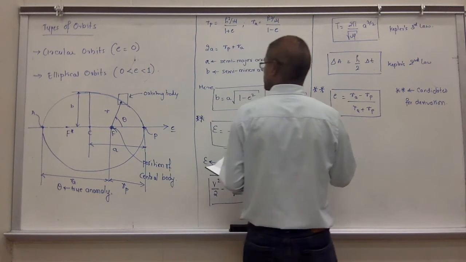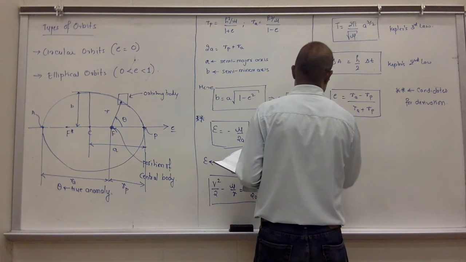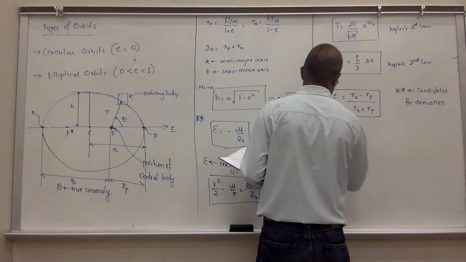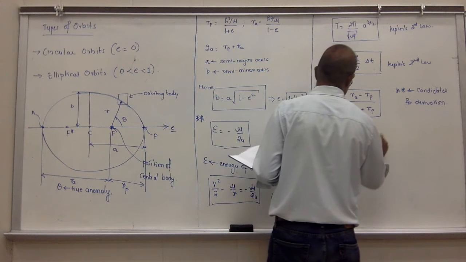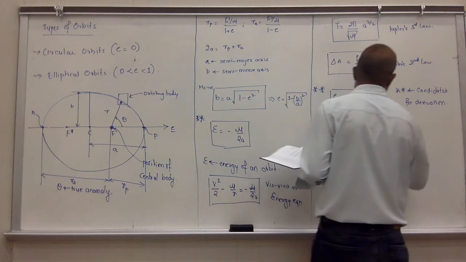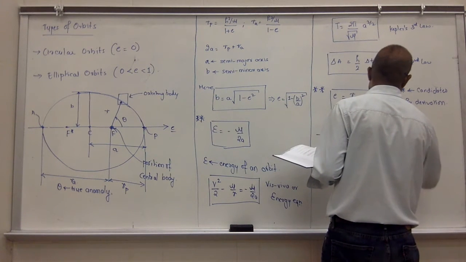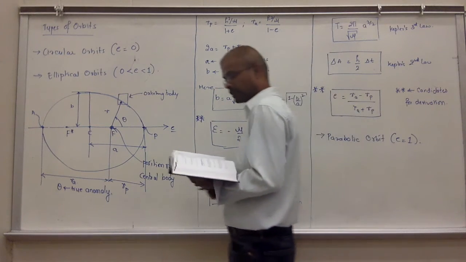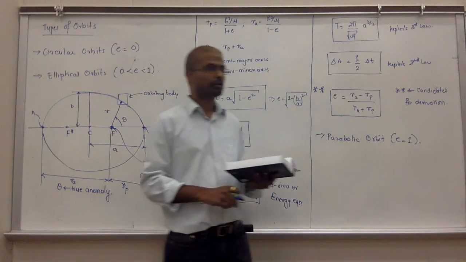Next orbit is the parabolic orbit. Here the eccentricity is 1. This uniquely defines the parabolic orbit.